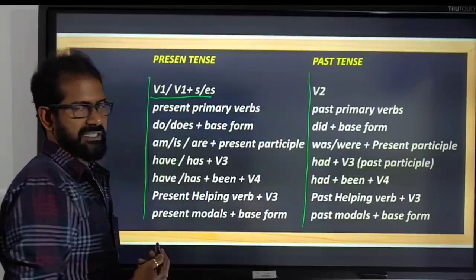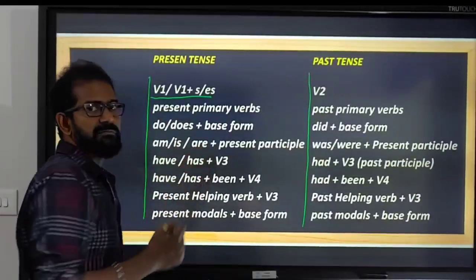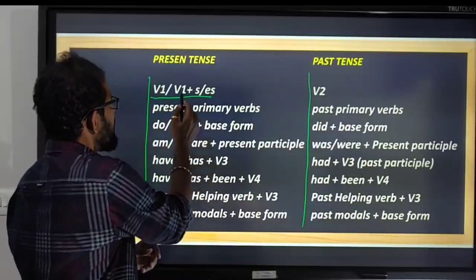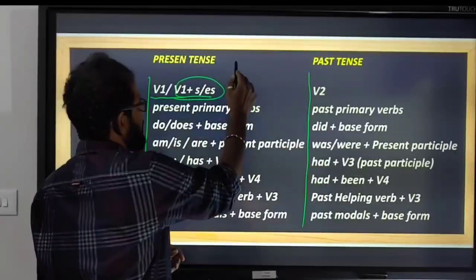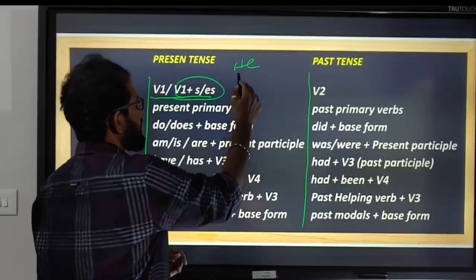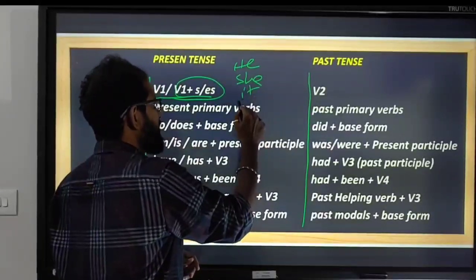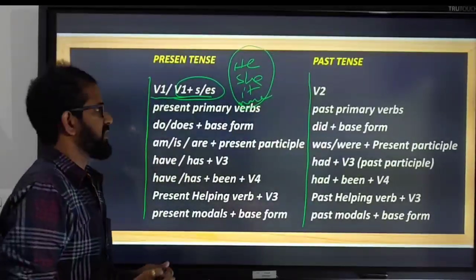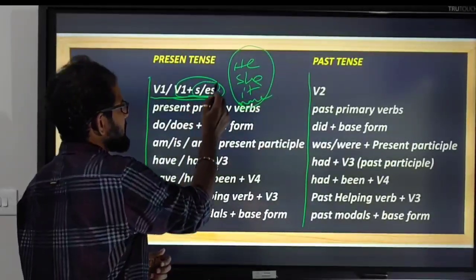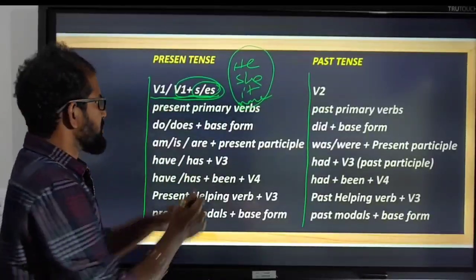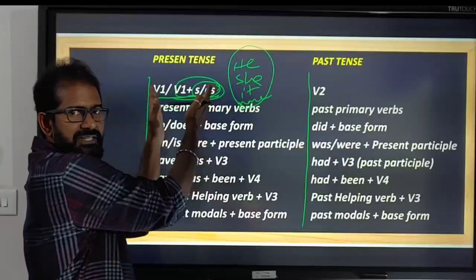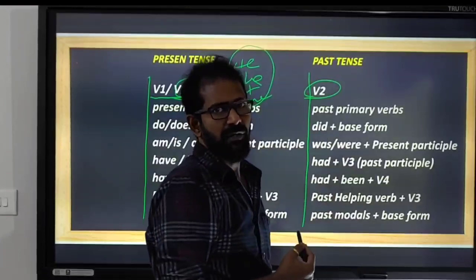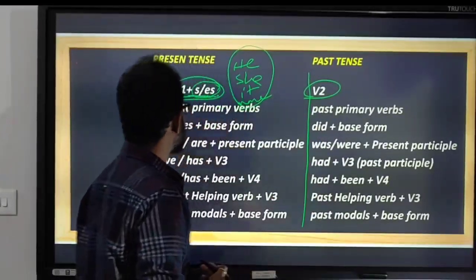V1 or V1 plus S/ES. We use this form in simple present tense. In simple present tense, we use V1 and V1 plus S/ES. If the subject is a third person singular, what are the third person singulars? He, she, it, or any name. If the subject is third person singular, then we add S or ES to the verb in simple present tense. So this form is used in simple present. When it comes to the past tense, we use verb V2. Verb V2 we use in past tense.